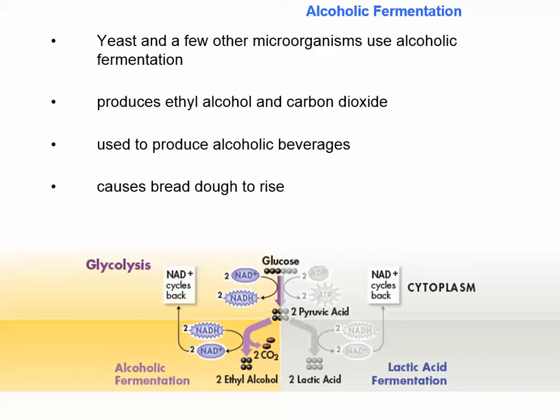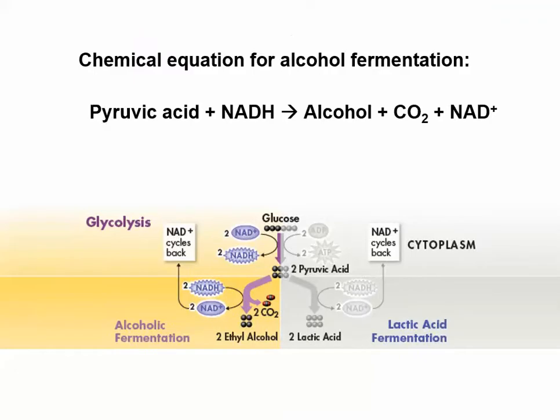So with alcoholic fermentation, you have yeast that can do this process, and microorganisms. And by microorganisms, we're talking about bacteria. Alcohol and carbon dioxide are the products, and it's used to produce alcoholic beverages and to make bread dough rise. Here's the chemical equation for it. It's pretty simple. We have that pyruvic acid from glycolysis plus the NADH, and it's going to give you alcohol, carbon dioxide, and NAD+.